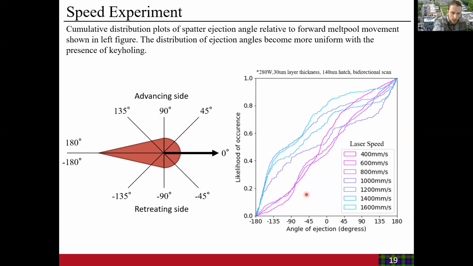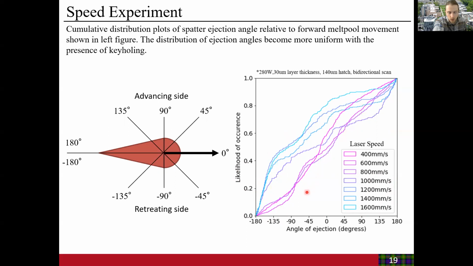One of the things we can extract from this distribution plot is that when you're in the keyholing regime, or the approximate keyholing regime, your distribution is more uniform. That is to say that the ejection angles are not influenced by the melt pool motion. Whereas for the higher laser speeds that are outside that keyholing regime, the distribution is more skewed to the rear of the melt pool as well as the retreating side of the melt pool.